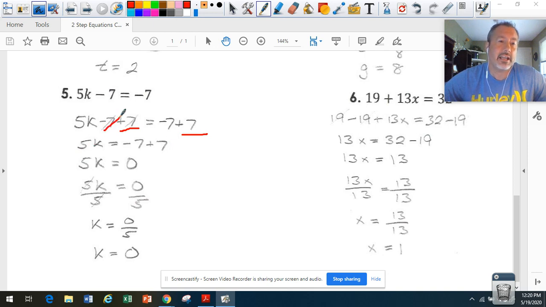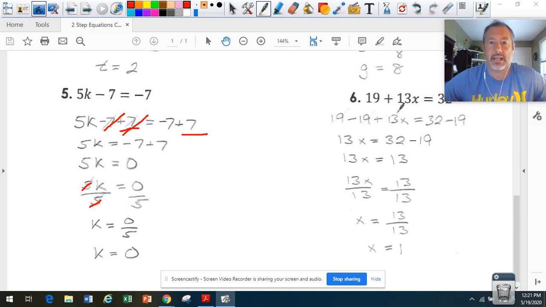So these cancel out. Negative 7 plus 7 is 0. They cancel out. And I'm left with 5k equals negative 7 plus 7. Negative 7 plus 7 is 0. Okay, so far we're good to go. So now I can see 5 times k, opposite of multiplication, is division. So I'm going to divide both sides by 5. So these 5s become a 1, and you get k equals 0 over 5, and 0 over 5 is just 0.